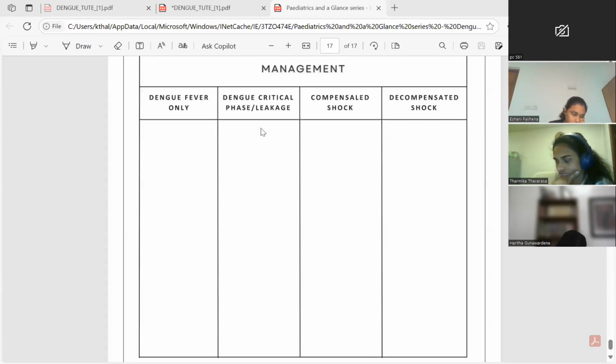Dengue critical phase management, critical phase. Right. These are the types of charts that we are summarizing the whole syllabus in pediatrics at a glance course. එහෙම කරලා තමයි 22 hours වලින් syllabus එක cover කරන්නේ. And then we do questions, right?